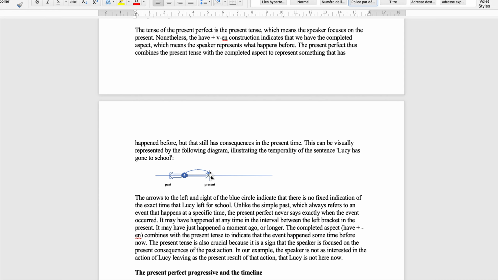So we were looking at things like, I've cut my finger. And when I say I've cut my finger, what I'm saying is it hurts now. And that's the present perfect simple, or just the present perfect. When I say present perfect, we can say present perfect simple too.